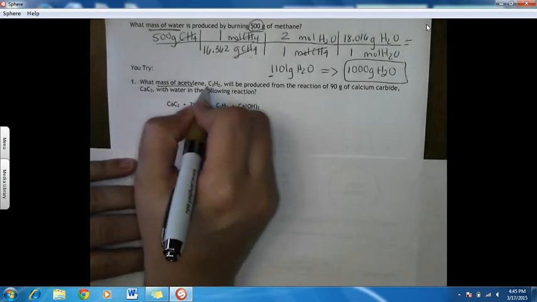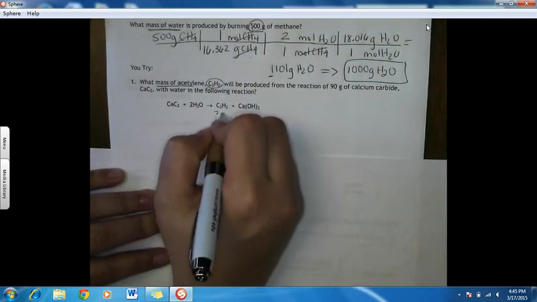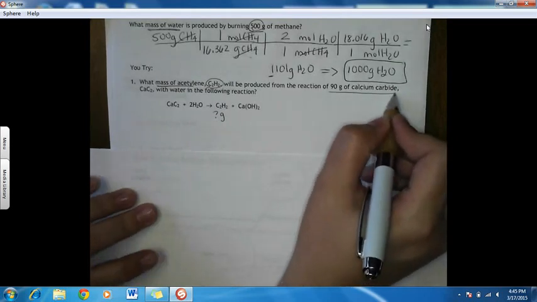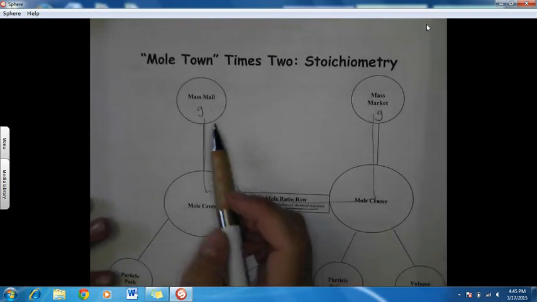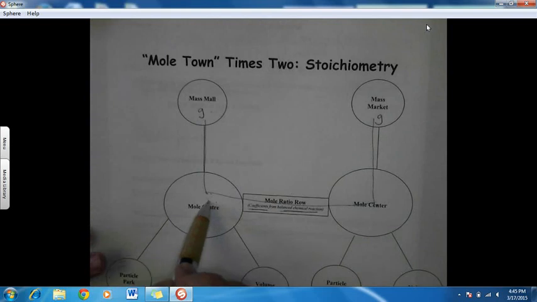Alright, so in this problem we want to know what the mass of acetylene, and this time we told you what acetylene is. So we want to know the mass of that. And then it tells us it will be produced from the reaction of 90 grams of calcium carbide, which is this. Alright, so we're going to start with what we're given, 90 grams of calcium carbide. What's the first thing we want to do? Well, if we look at our mole town, we're going from grams to grams. So we first change our grams to moles.